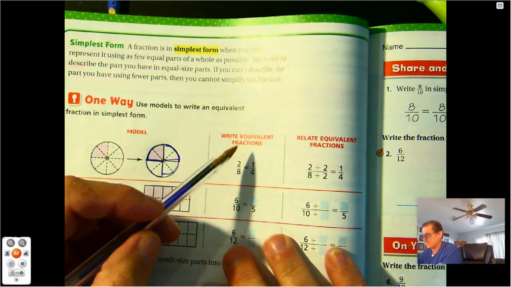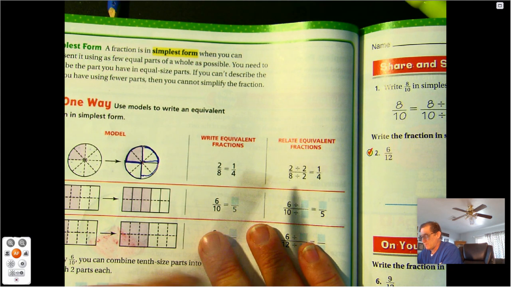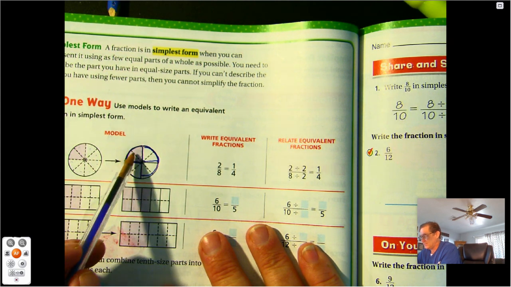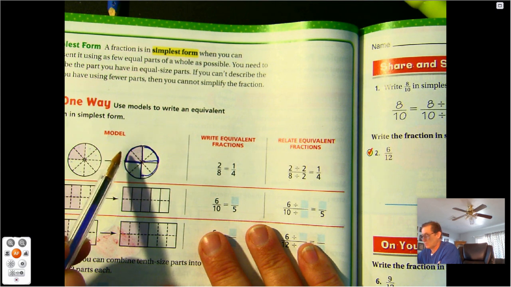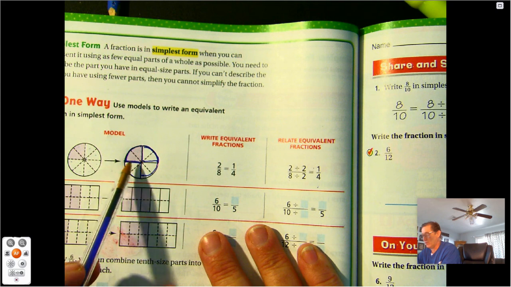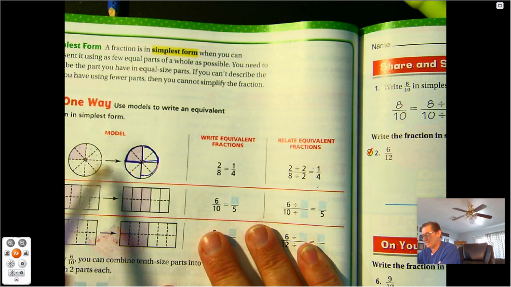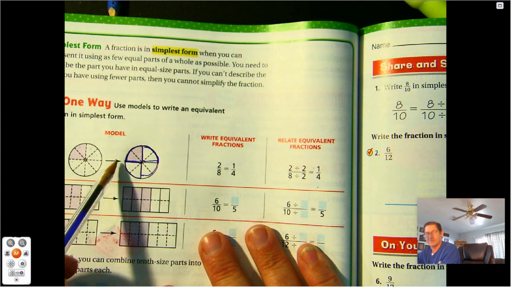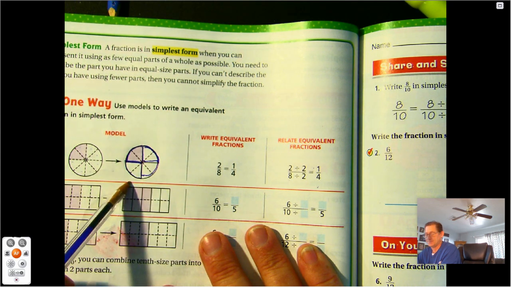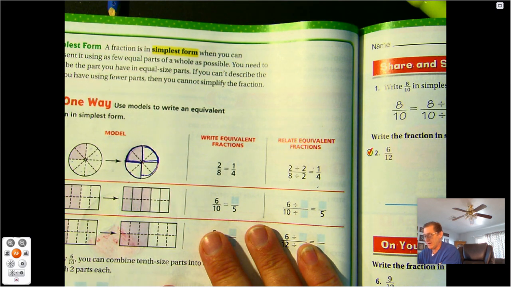So think of it this way, 2/8, if I broke each of the eighths into 2 pieces, what would I get? I would get 1/4. 8 divided by 2 is 4. So took 8 pieces and we can also represent it as 4 equal size pieces. And then we would have 1 part shaded. 2 divided by 2 is 1.